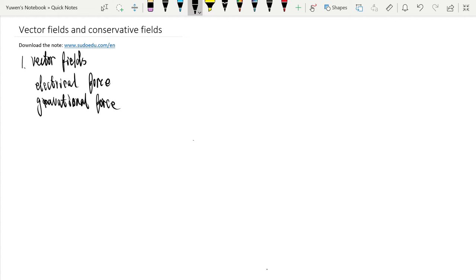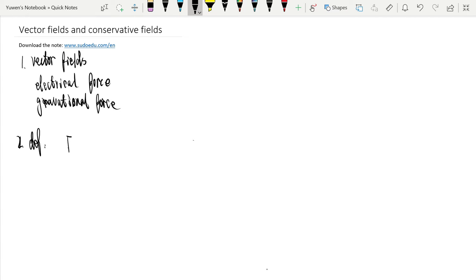These are examples of vector fields, where at each point the electrical force has direction and magnitude. So for vector fields, the definition is as follows.